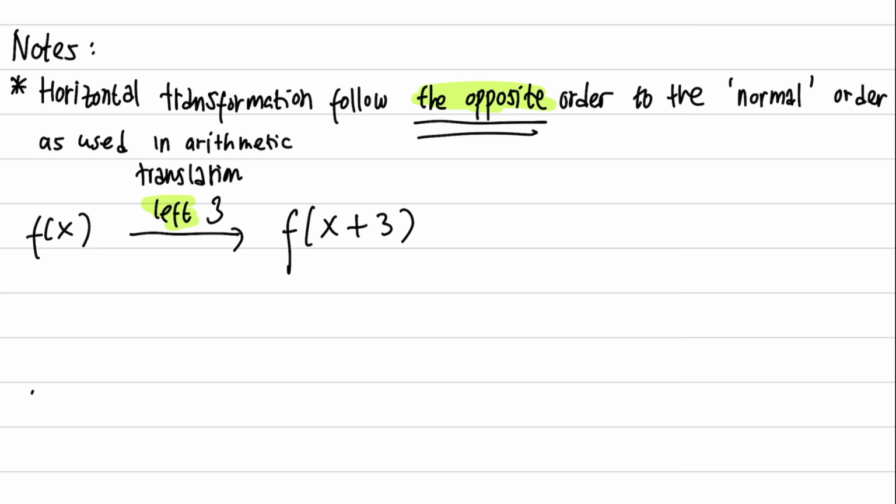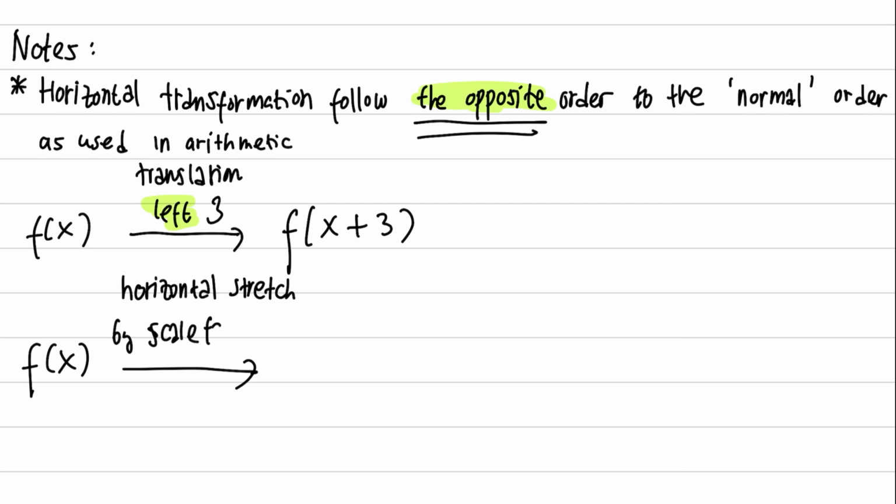And that's the same for stretch. If you do a horizontal stretch, let's say by scale factor 1 over 4. Maybe we think, oh, we just multiply all the x by 1 over 4, but it's not. You need to multiply by the opposite. 1 over 4, the opposite is 4. So it becomes f(4x). So that is the horizontal transformation.